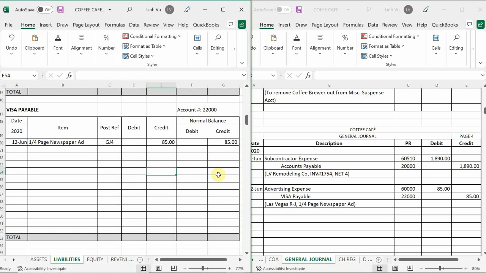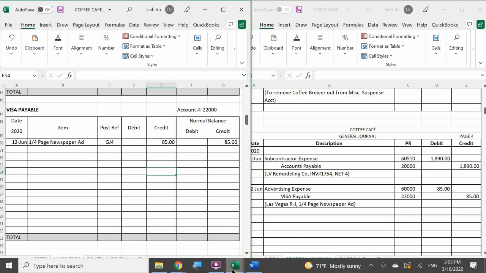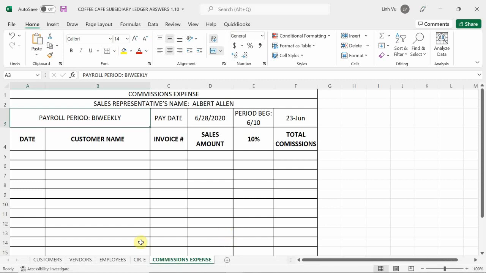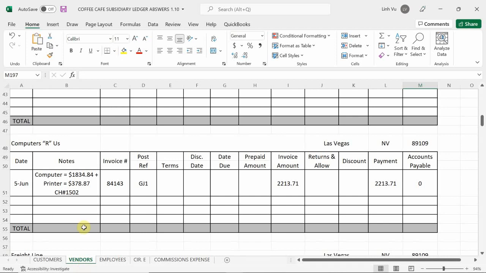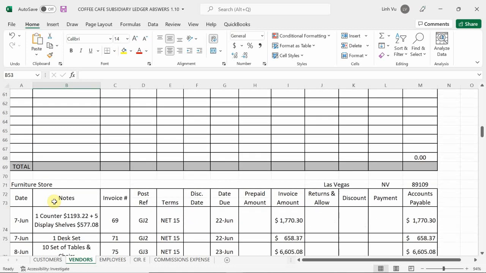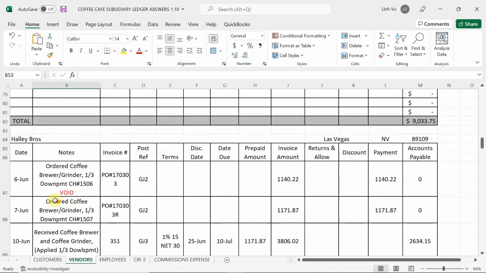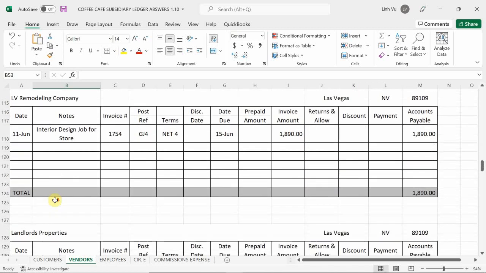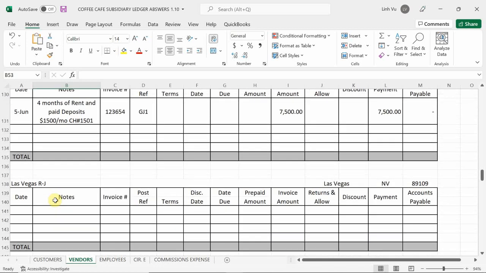Now, I also need to update my subsidiary ledger because in case for any reason Las Vegas RJ doesn't run your ad in the newspaper, you can come back at them and say, hey, we made this contractual agreement that you would run my newspaper ad in the newspaper and I paid for it. So in this case, I gotta go find LV Remodeling. I'm sorry, Las Vegas RJ. So here we go.